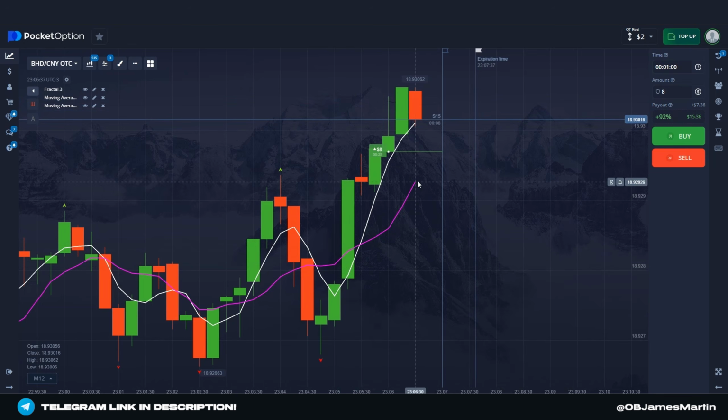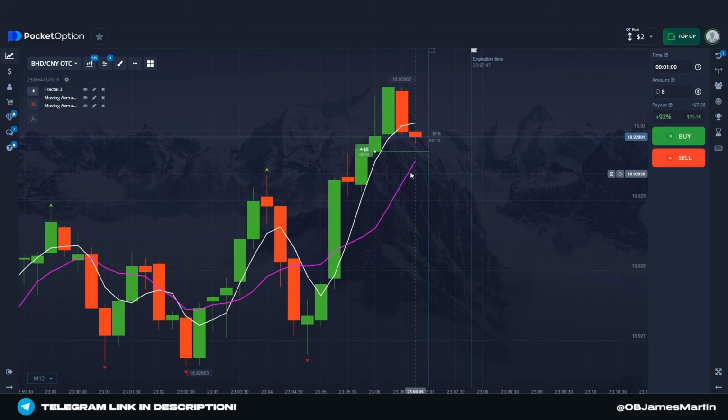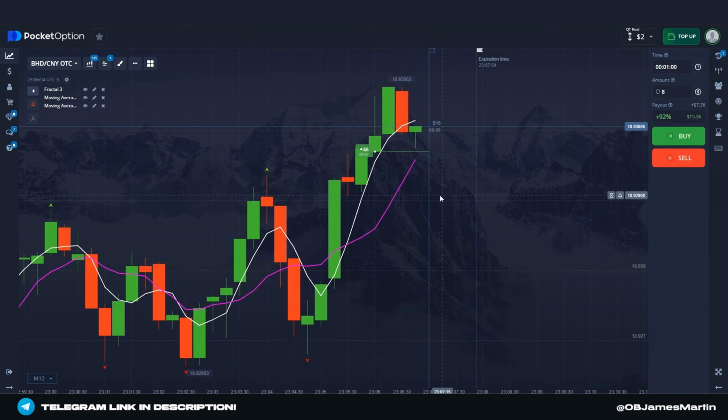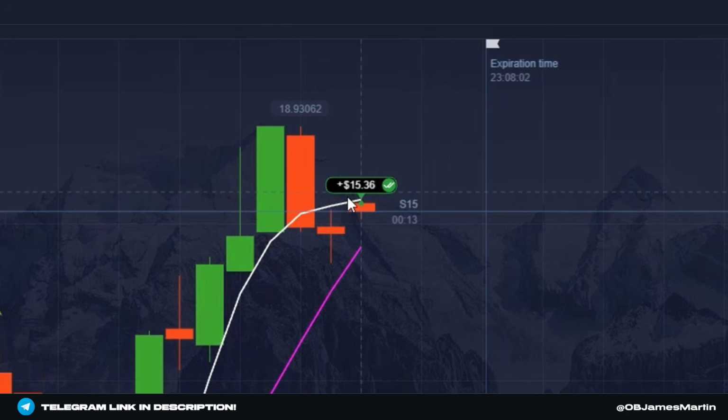Just take a look at it. When you get this red fractal, we can use this. My white one is period 4, and my pink one is period 8. So try not to make a mistake with these two moving average lines. This is very important.